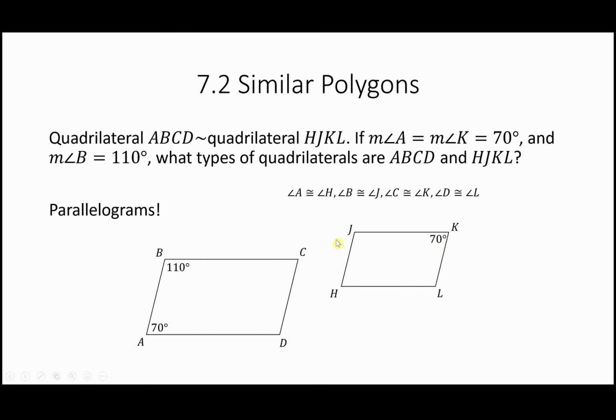And since we know that angle C has to be congruent to angle K, we know C is going to be 70 degrees. And then J has to be 110 degrees because it corresponds to angle B and is congruent to angle B. And angles A and H have to be congruent because they correspond. Now that you have 3 out of the 4 angle measurements known for the quadrilaterals, you can use what you know about the interior angle sum of any quadrilateral. It's going to be 360 degrees.